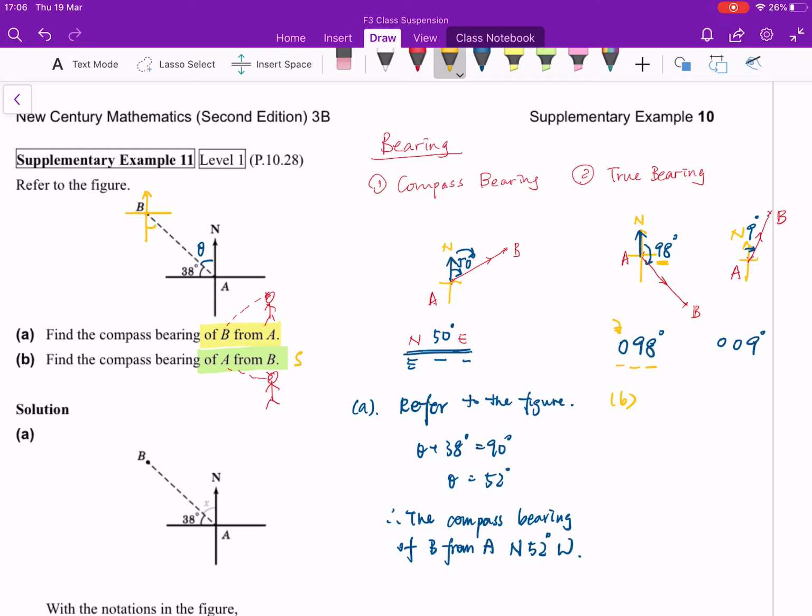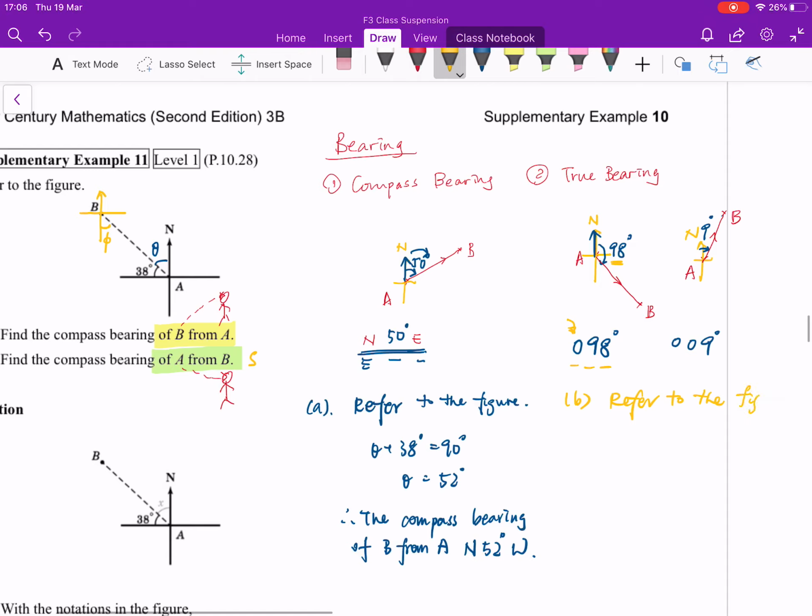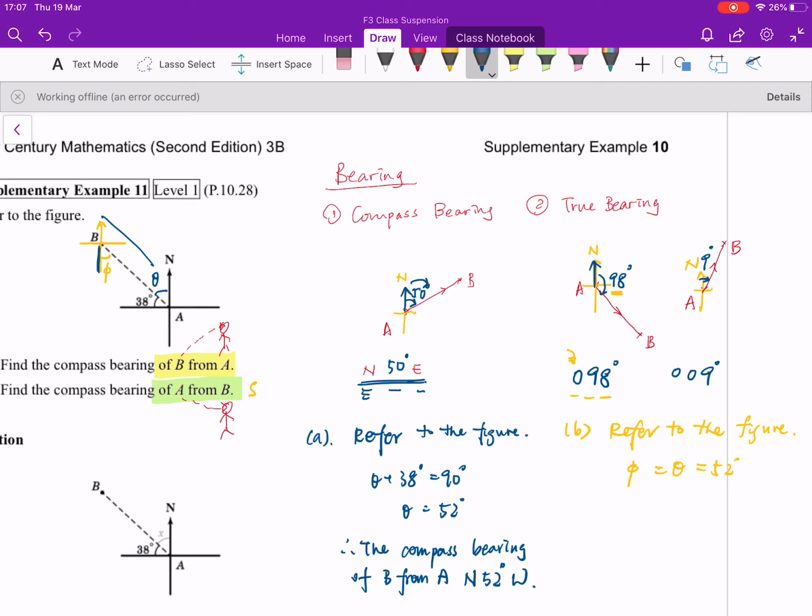This time I'll let this angle be phi, so maybe I use this symbol. Refer to the figure. Avoid using the same unknown. This time, phi equals theta equals 52 degree. The reason behind is alternate angle. Can you see it? The reason behind is alternate angle.